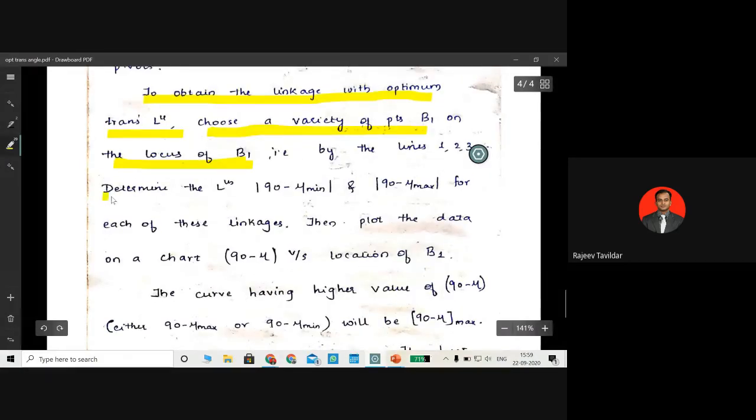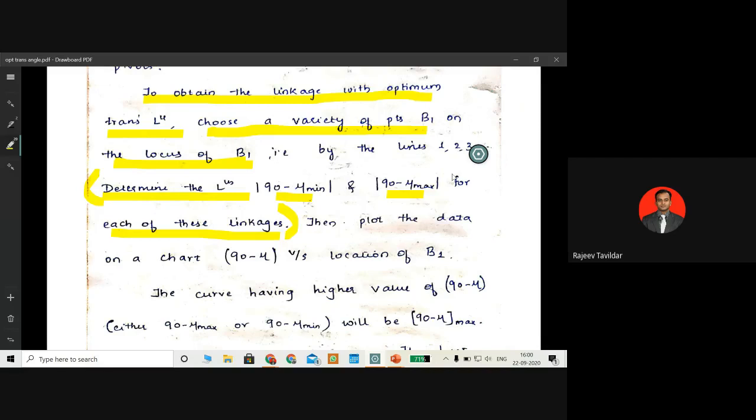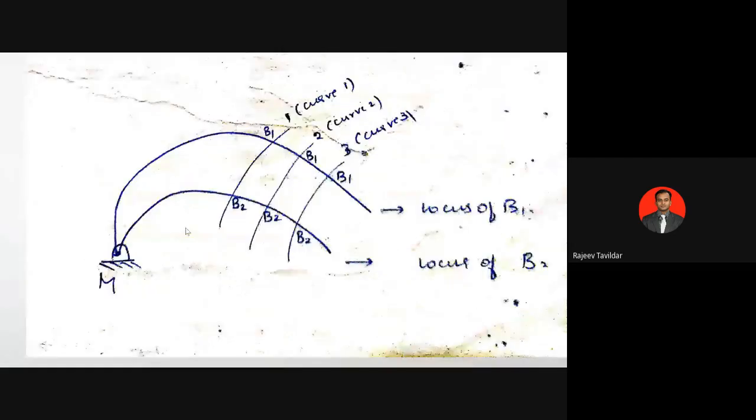They are asking us to determine the angles, determinant of 90 minus mu min and determinant of 90 minus mu max, for each of these linkages. This is the second step. I just put a bracket over here from here to here. What do you mean by each of these linkages?